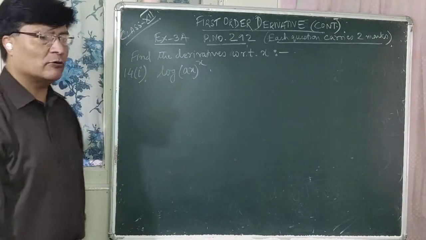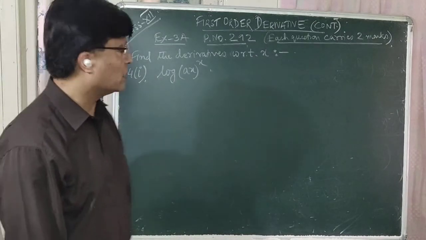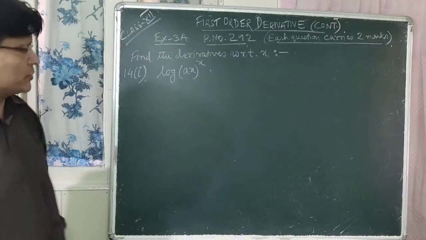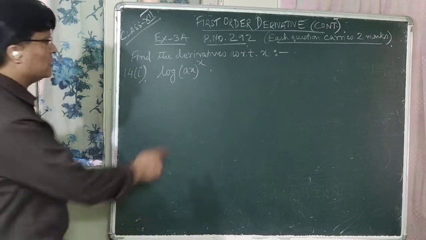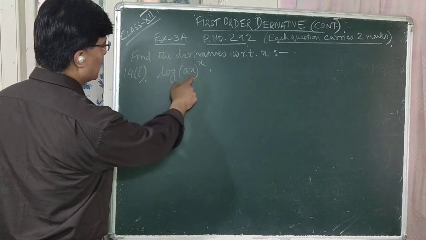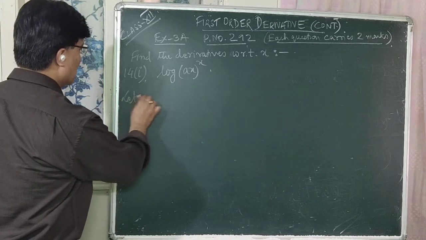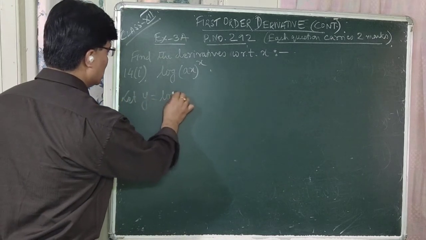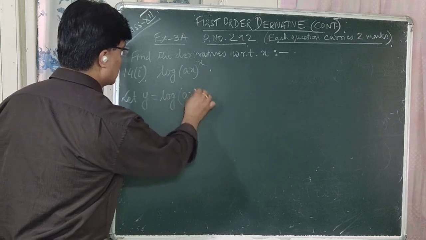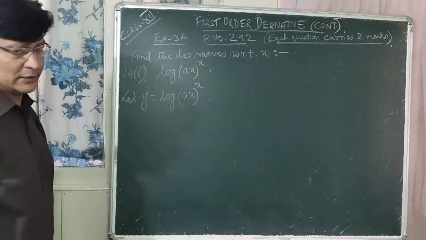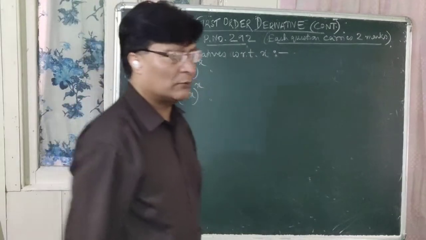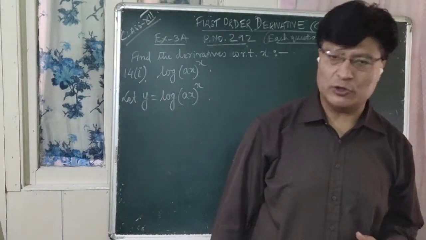So let us find out the derivatives of the given function with respect to x. Here the given function is log within bracket ax whole to the power x. Let us assume it as y is equal to log ax whole to the power x. So now you have to differentiate the logarithmic function.